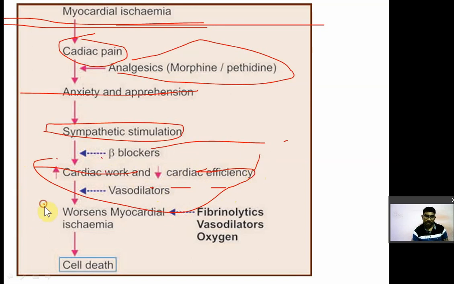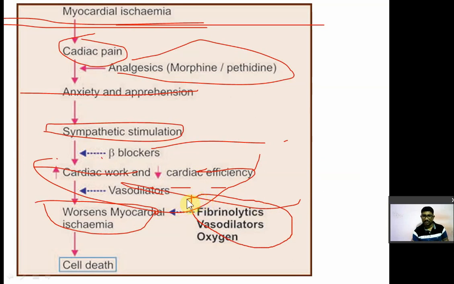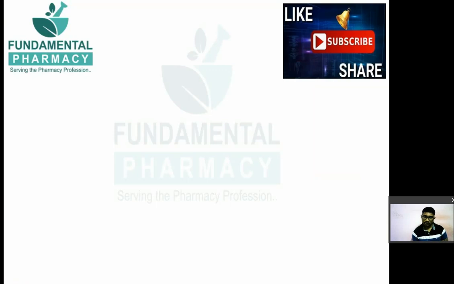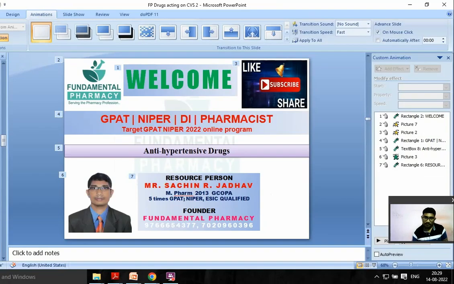अगर ये मायोकार्डियल इन्फेक्शन कम नहीं हुआ, तो you have to use drugs known as fibrinolytics or thrombolytics: urokinase, streptokinase, alteplase, tenecteplase, along with vasodilators and oxygen, वरना आपको मायोकार्डियल सेल का डेथ हो जाएगा. This was regarding the treatment of myocardial infarction. Anti-anginal drugs and myocardial infarction, it is over. Anybody who has a doubt can ask.